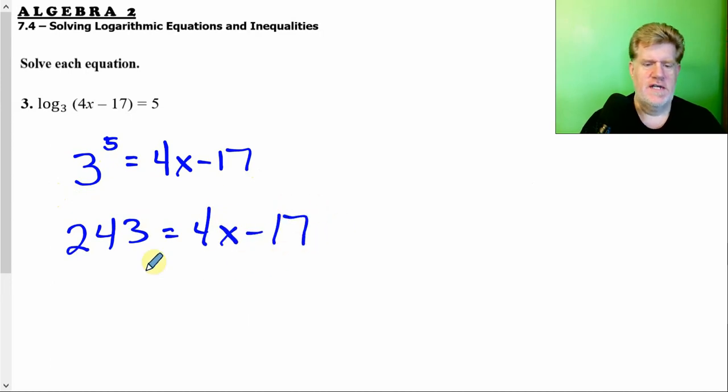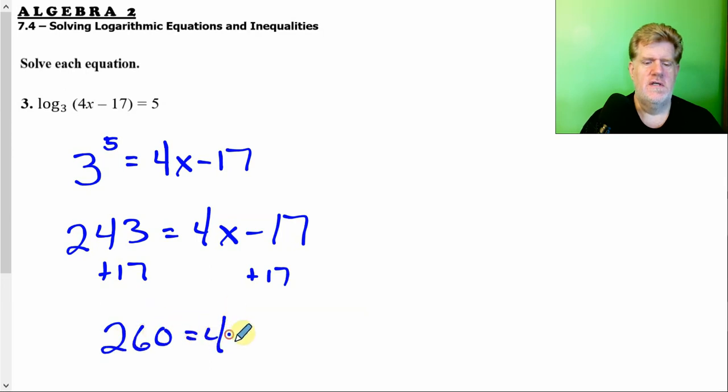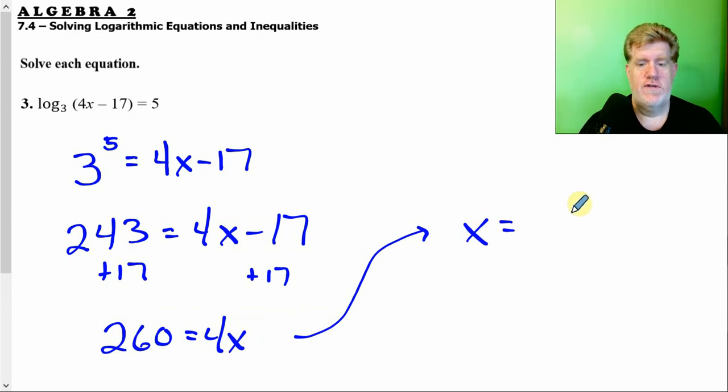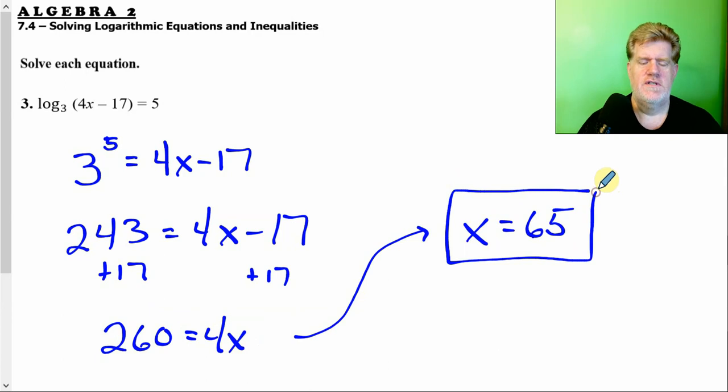All right, solve the equation. I add 17 to both sides, which gives me 260. Divide by 4. 260 divided by 4. Let's see, it's 130, 65, I believe. Let me just double check.